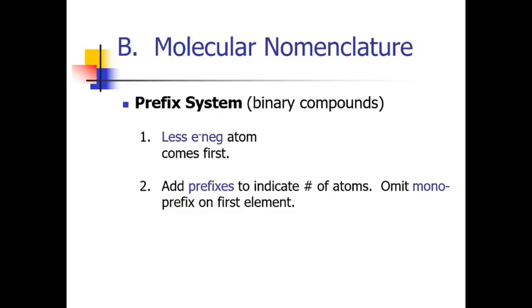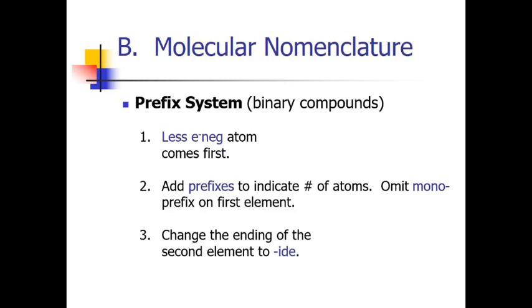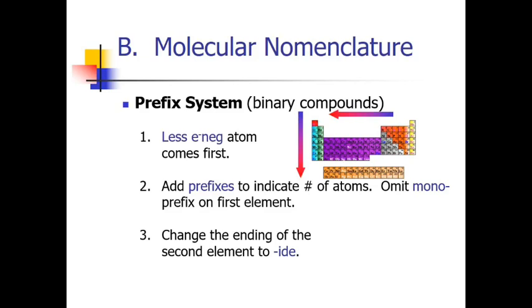Omit the mono prefix if it's on the first element. So in other words, if your first element only has one atom, you will not add the mono prefix. And we change the ending of the second element to ide, I-D-E. And there's just a quick recap on electronegativities. Again, your larger electronegativities are going to be right over here because fluorine is the most electronegative element. And in general, your smaller electronegativities are going to be at the bottom of group 1.